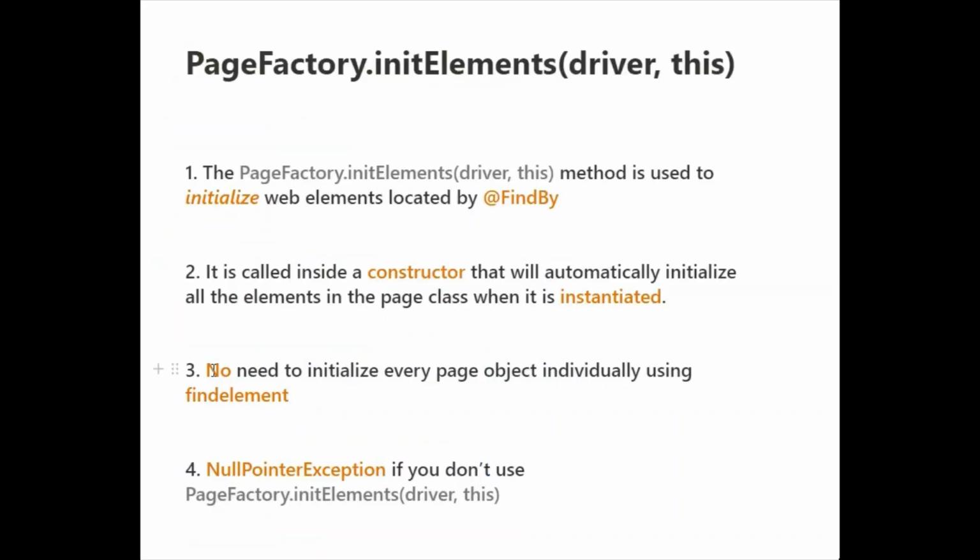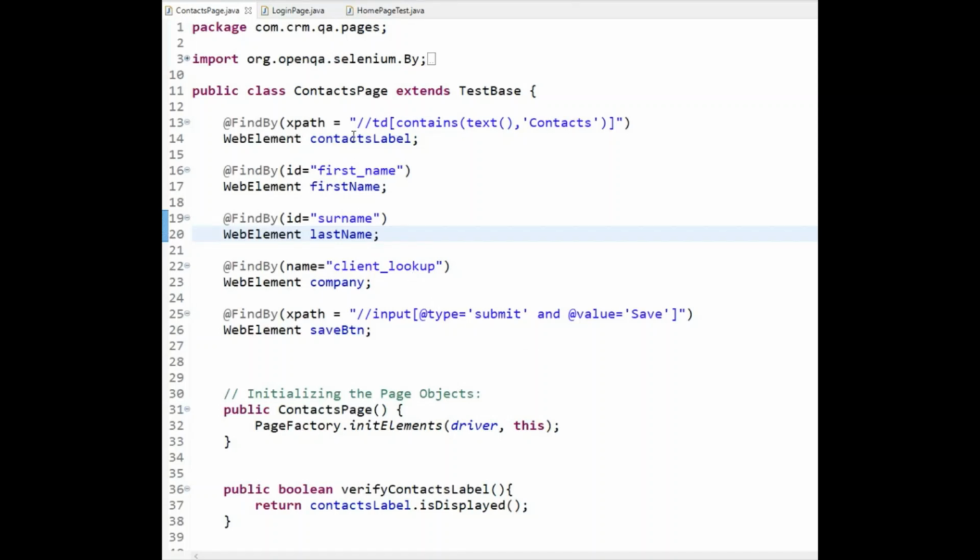Now the third point is that there is no need to initialize every single page object individually using findElement. I have already explained it in Eclipse, but let me show you this again. You can clearly see that here I have defined the contact label using @FindBy, and PageFactory.initElements is initializing these web elements, and I am simply using them. I am not writing any driver.findElement. So without using that, you can simply write the name of the web element and then the Selenium method. That's how we escape from writing the findElement method.